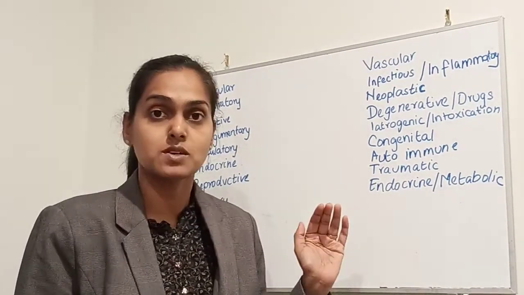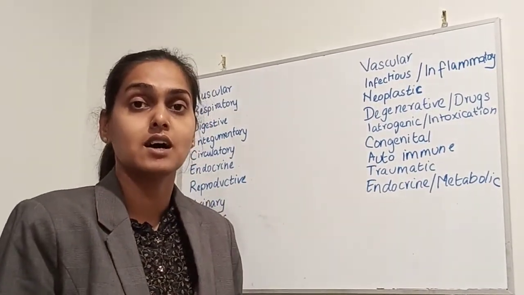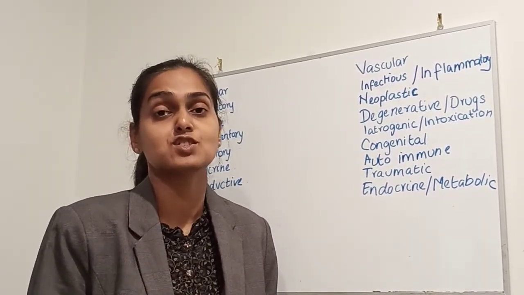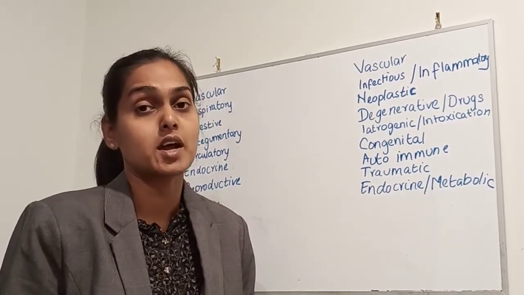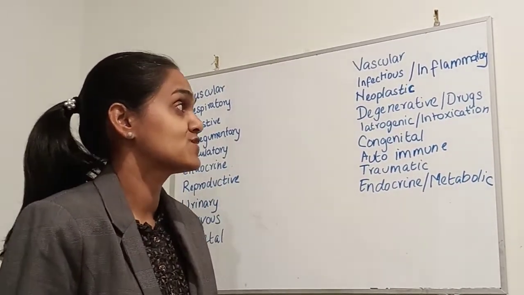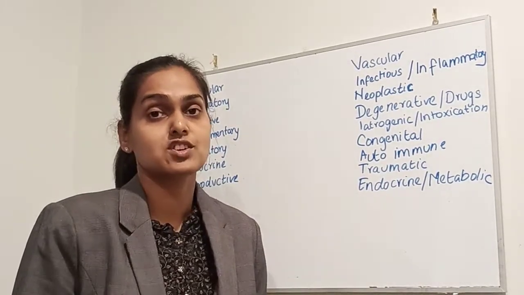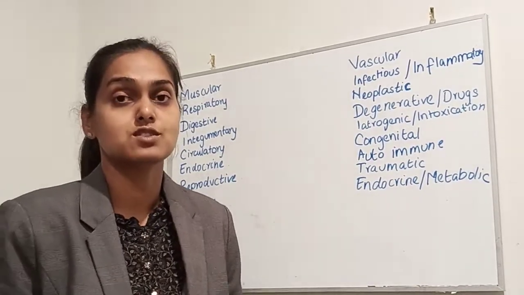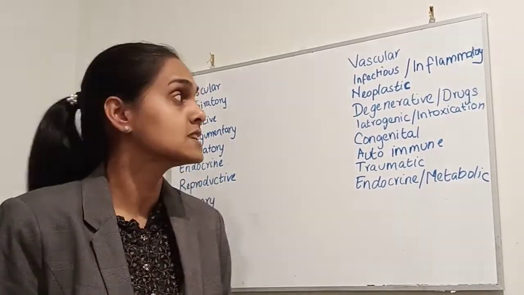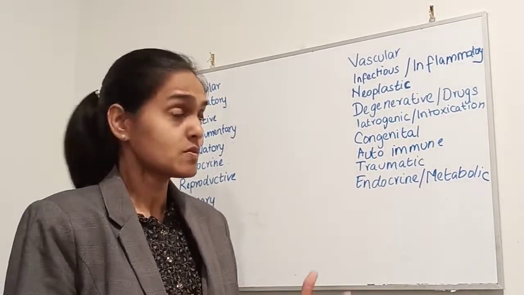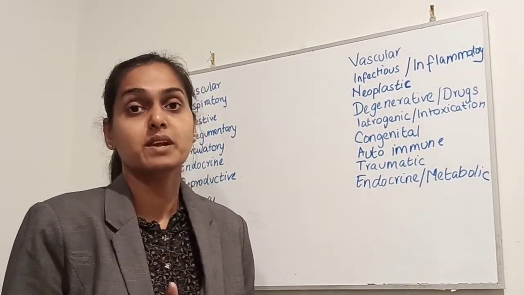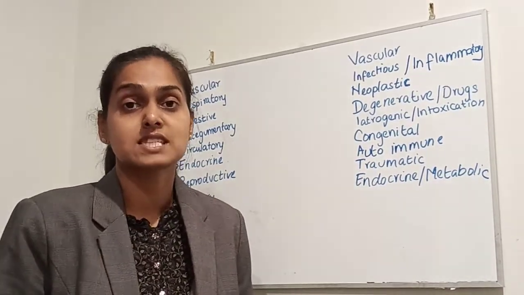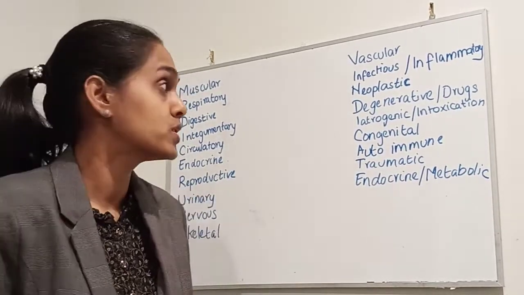Neoplastic would include your tumors. Tumors can directly produce certain symptoms and indirectly produce symptoms by compressing the nearby structures or producing substances through paraneoplastic syndromes. D stands for degenerative and drugs. Degenerative includes any changes that's brought about by normal aging or secondary to a surgical procedure or a traumatic event. D stands for drugs as well. Drugs include medications which could be producing anaphylactic reaction, side effects, or signs and symptoms of overdose.